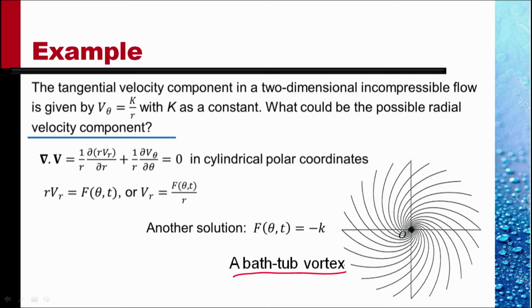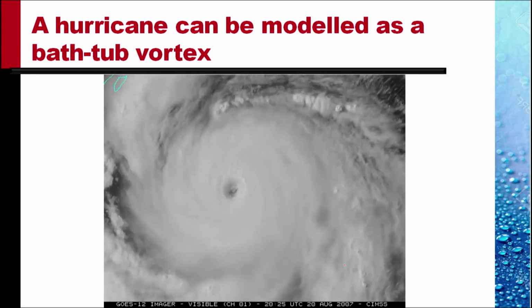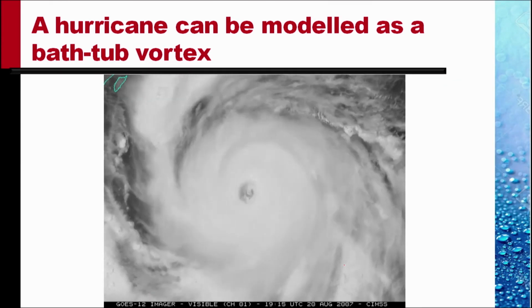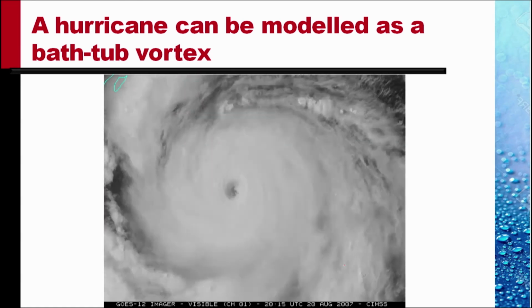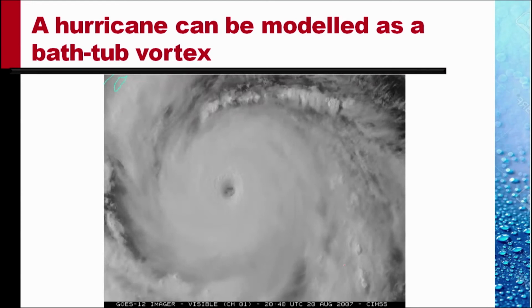a vortex that you see in a bathtub, or when you pull out the plug in a sink and the water goes around in circles and is sucked in, is called a bathtub vortex. An example of a bathtub vortex is a hurricane. A hurricane can be modeled as a bathtub vortex. The fluid is moving circularly and there is a component of velocity towards the center of the hurricane.